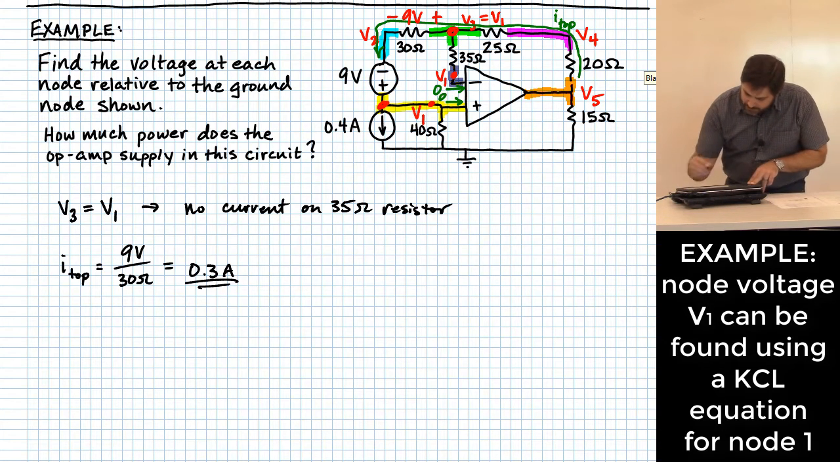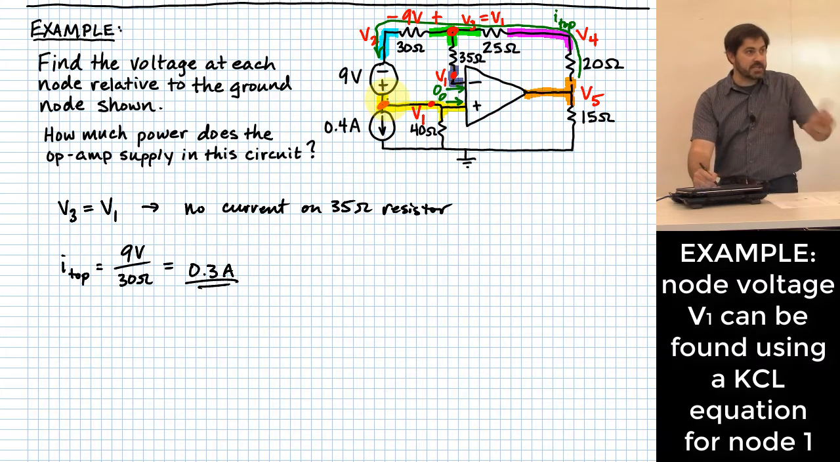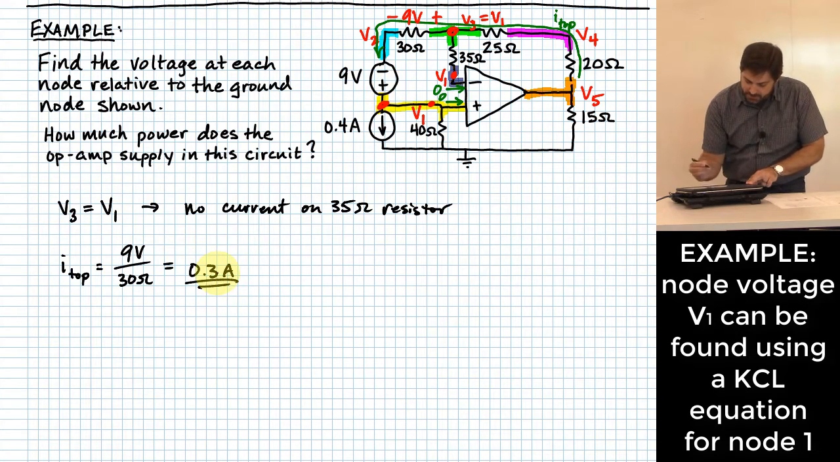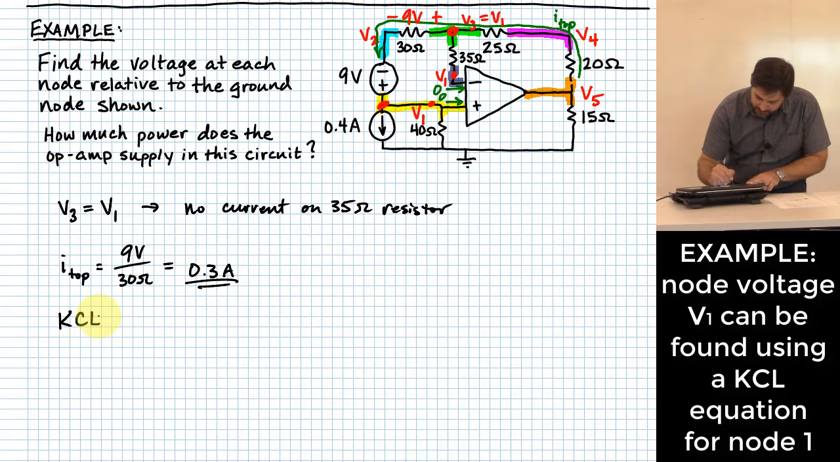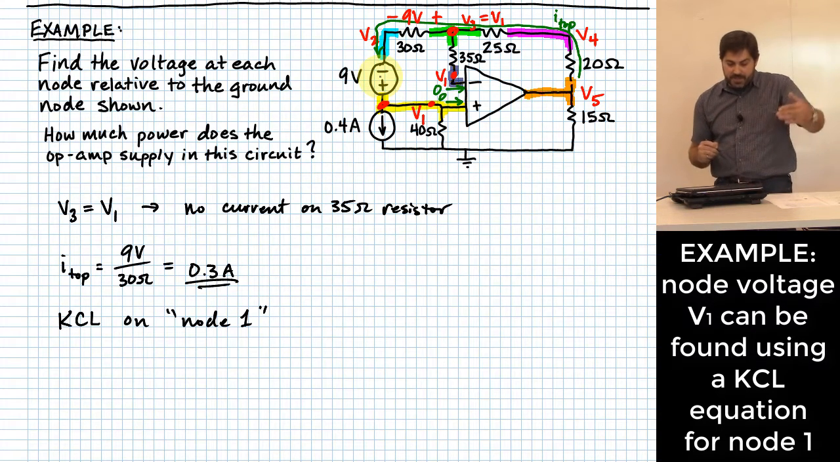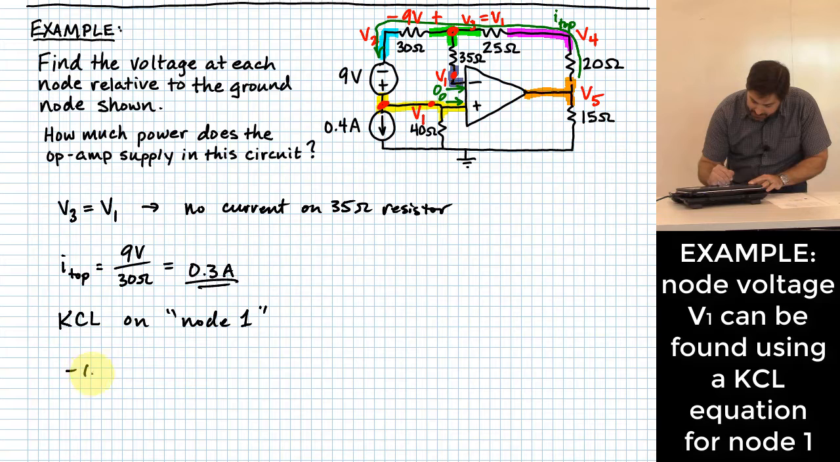We'll see why. Okay. I know that I have I top flowing into that node. I'm going to take exiting the node as being positive. So what should I count that 0.3 amps as? Let me put a label up here. KCL on node 1. Okay. What someone just said was that 0.3 amps that's flowing into that node is actually entering, so we're going to count it as minus 0.3 amps. What then?